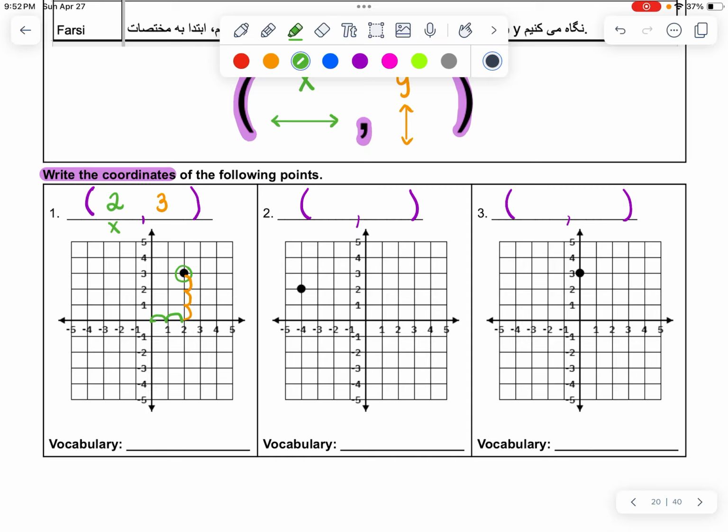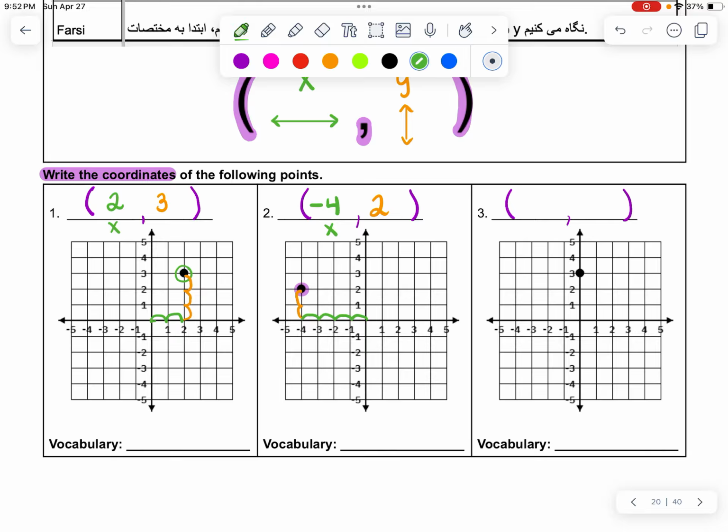To get to this point, we would go to the left 1, 2, 3, 4. So we would write -4. And then we would go up 1, 2. So we would write 2.